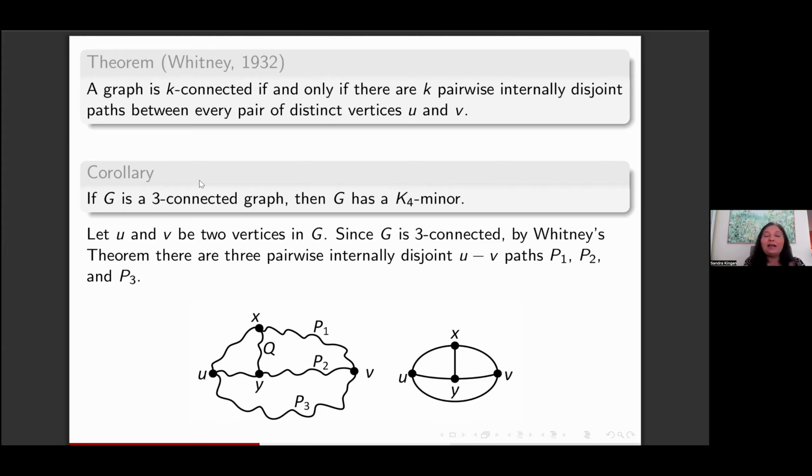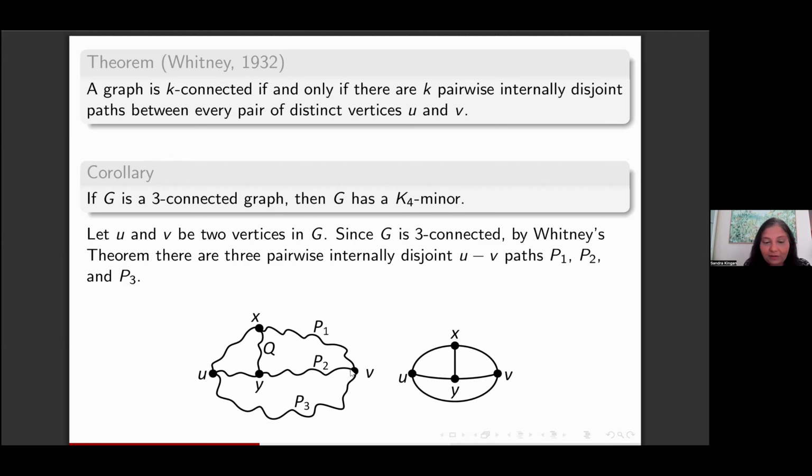So you can get a nice little corollary of this that I'd like to publicize a bit. If G is 3-connected, then G has a K4 minor. K4 is W3, the 3-wheel. That's the complete graph on 4 vertices, which is also the 3-wheel. And the proof is very straightforward, just a corollary of Whitney's result.